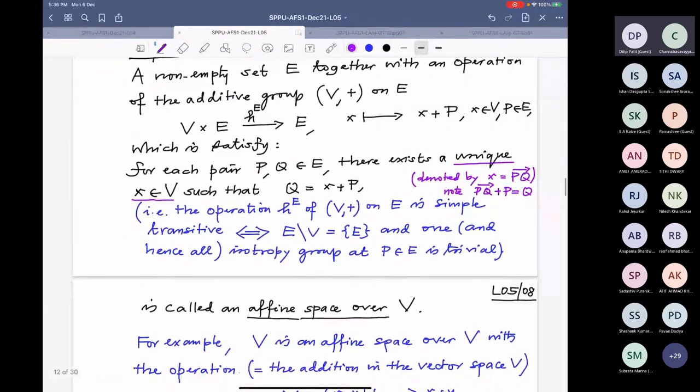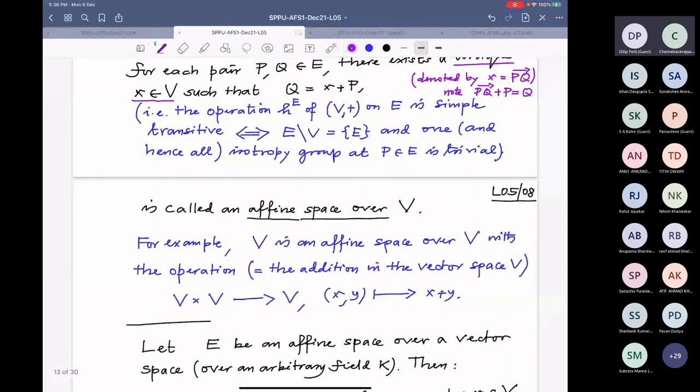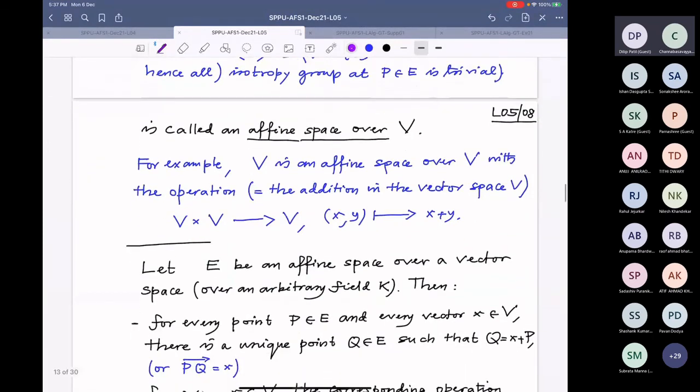So that is an affine space over a vector space. For example, V is an affine space over V. Now I take the set of points to be V only. Then what is that operation? I want to give one simply transitive operation on V. Actually, we have discussed there is only one, and that is nothing but the operation in that group. (x, y) going to x plus y is the only simply transitive operation on V, plus, up to isomorphism.